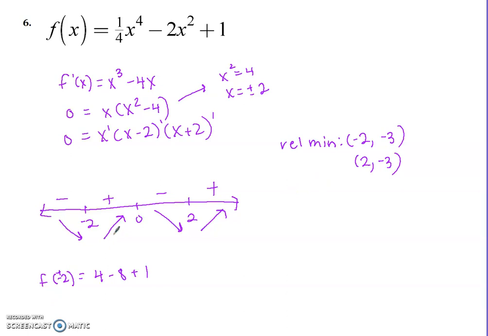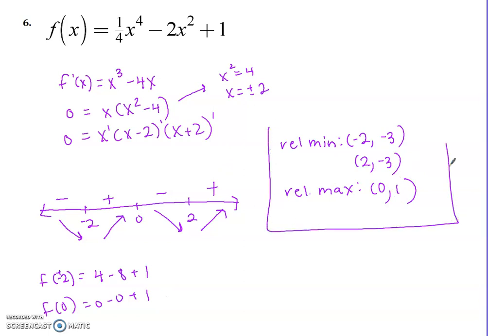And then at 0, I'm going up, and then I turn back around. So you're getting higher, and then when you turn back around to go down, that's going to make this a maximum. So our relative maximum is at 0. And so then when I go back to the original equation, that's just going to give me 0 everywhere I have an x, and I'll just end up with 1 for my relative maximum.